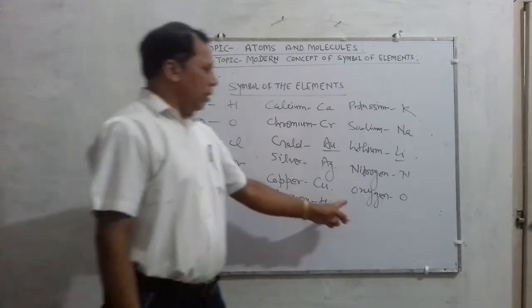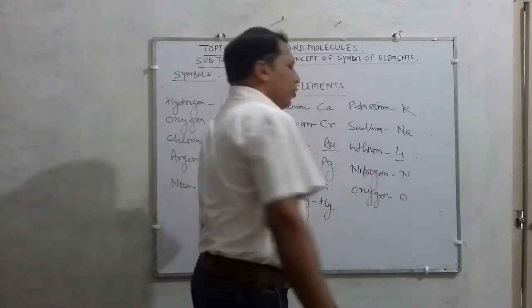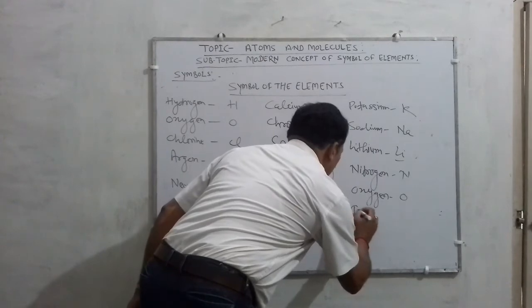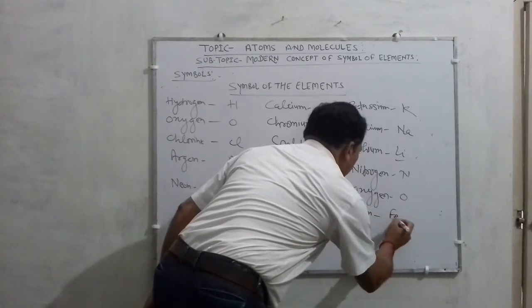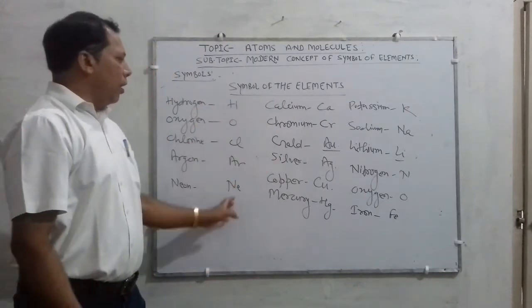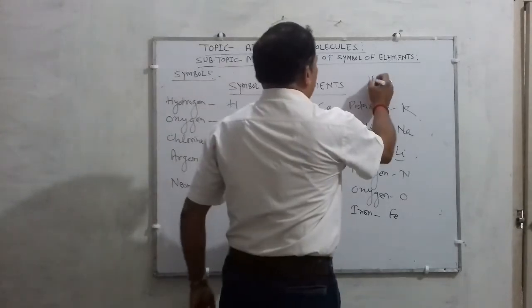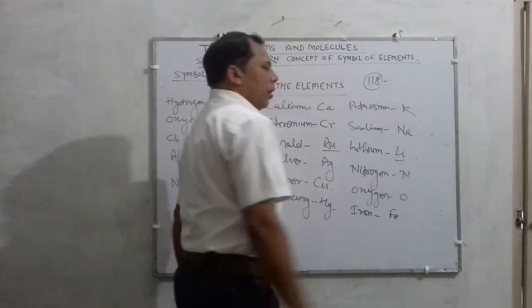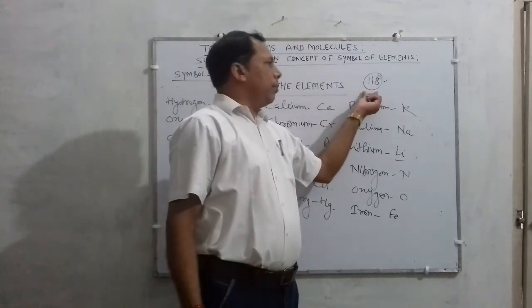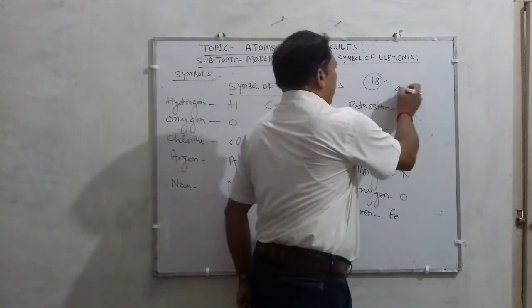Come on to the next, oxygen. Similarly, one more point: suppose you have to represent iron. The symbol of iron is Fe. In this manner, children, you can represent the symbols of the elements. Nowadays 118 elements are completely known, of which at your level you must at least try to know the name and symbol of at least 40 elements.